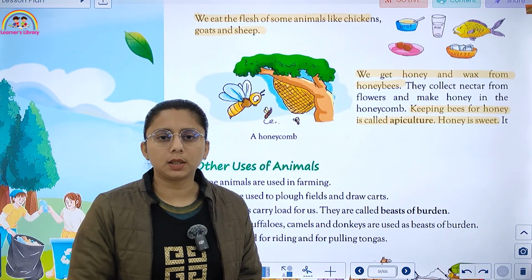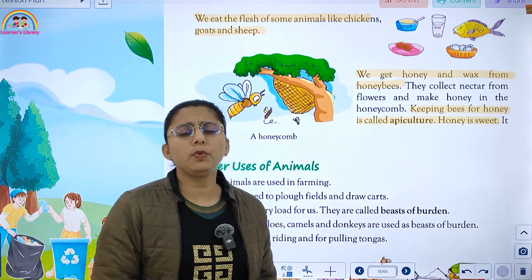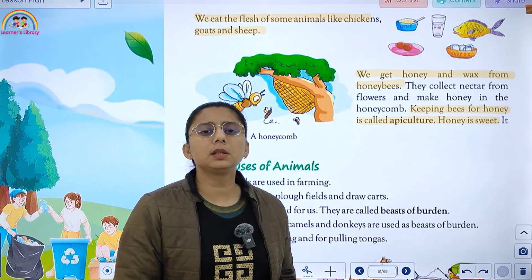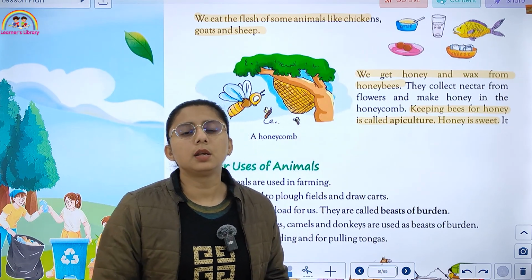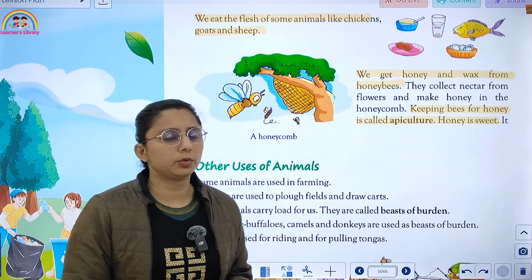And honey is sweet. कैसा होता है? मीठा होता है. And we use honey in many ways. ठीक है. बहुत लोग तो उसको ऐसे plain खाते हैं. Some we use in our different diet also.